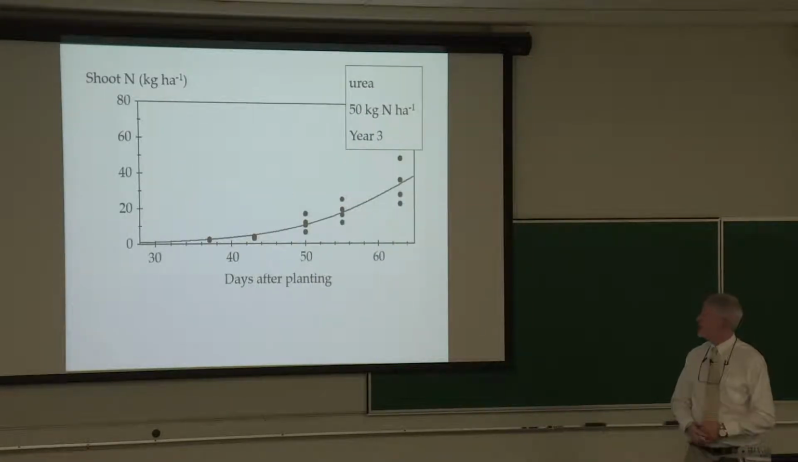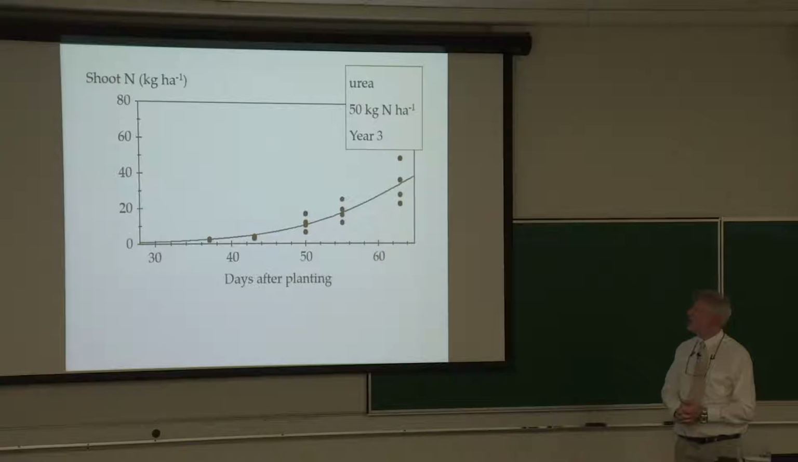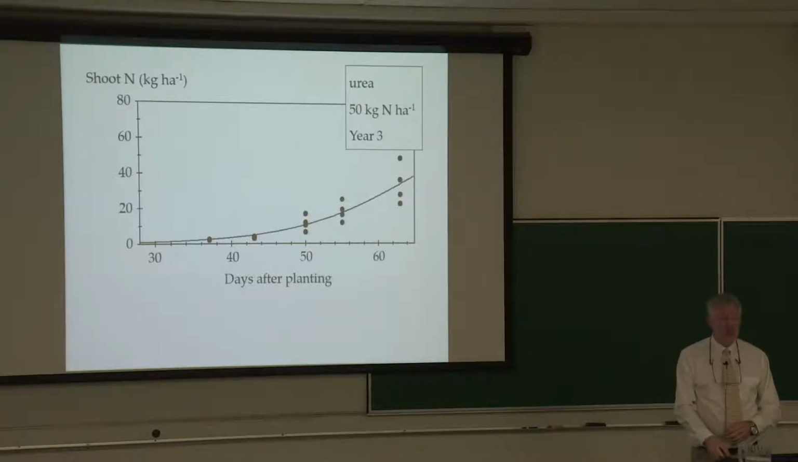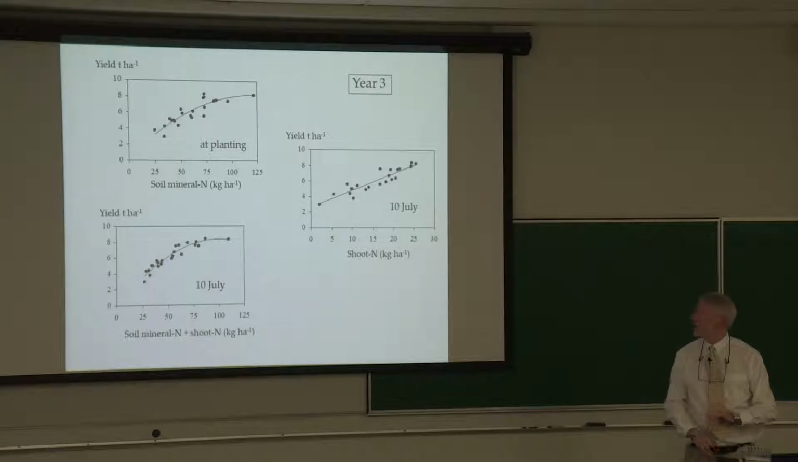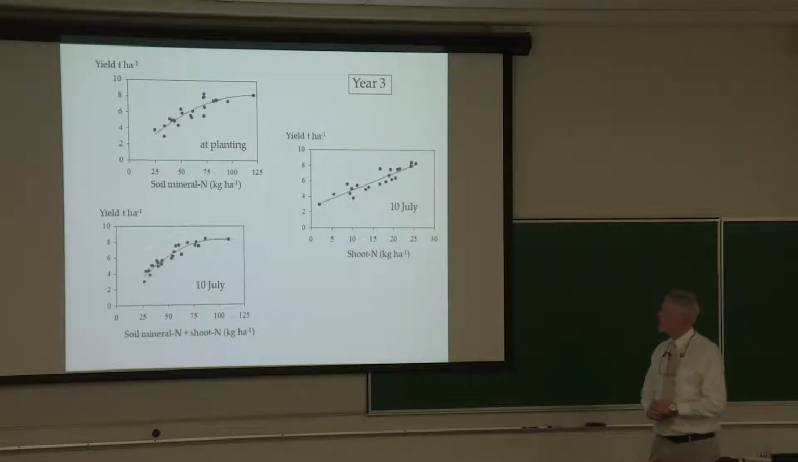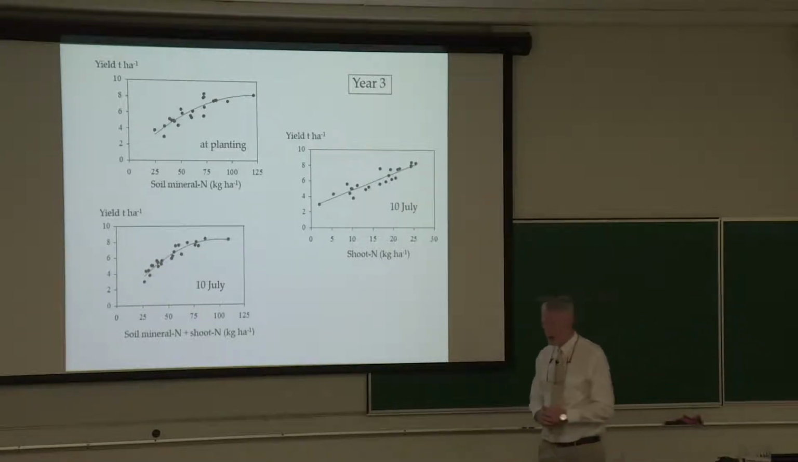And we can model the plants too. We've got days after planting, we've got shoot N, kilograms per hectare. And again, 1 point there for each plot. And then we can look at yield. In the next graph, each point is for a single treatment. There we go. So there's yield. You can relate yield to soil mineral N, and the 23 points on each graph.